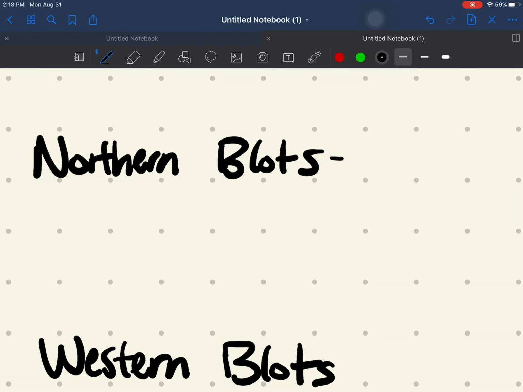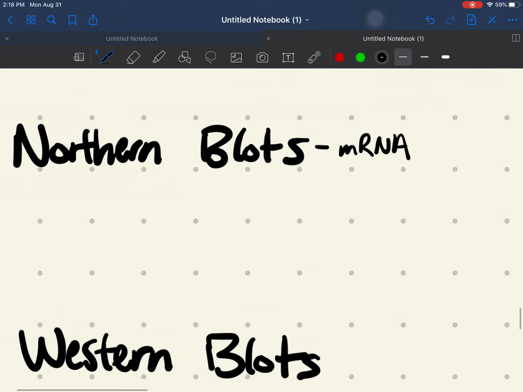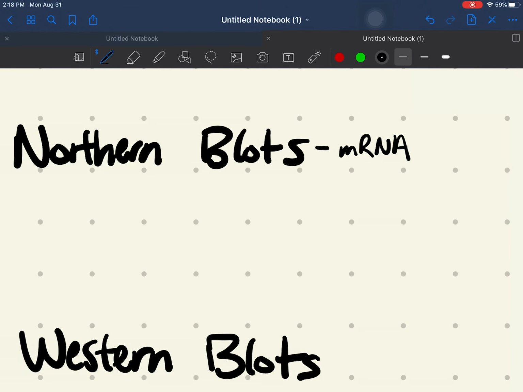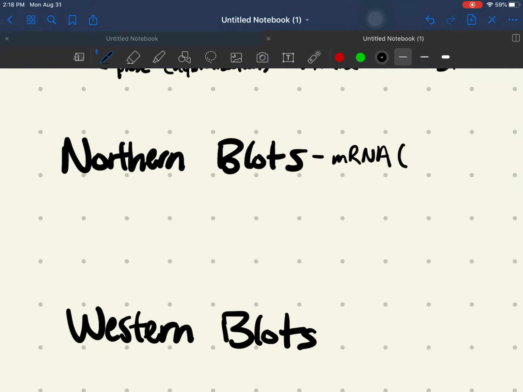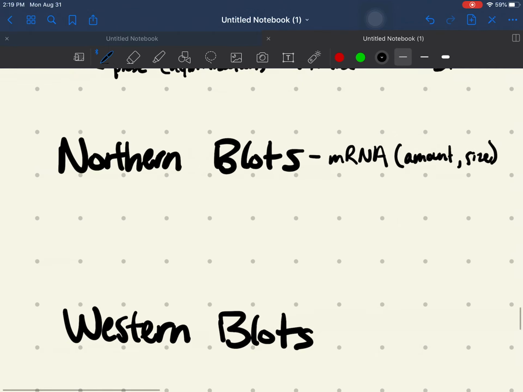Okay, so now Northern blots are going to actually look at, if you can guess, RNA, right? The converse of DNA would be RNA. And then if you look at Northern blots, they're going to be testing for mRNA in particular, and basically it's going to look at particularly the amount of mRNA produced and the size of that mRNA. Okay, so this is a little bit easier to do than Southern blotting.